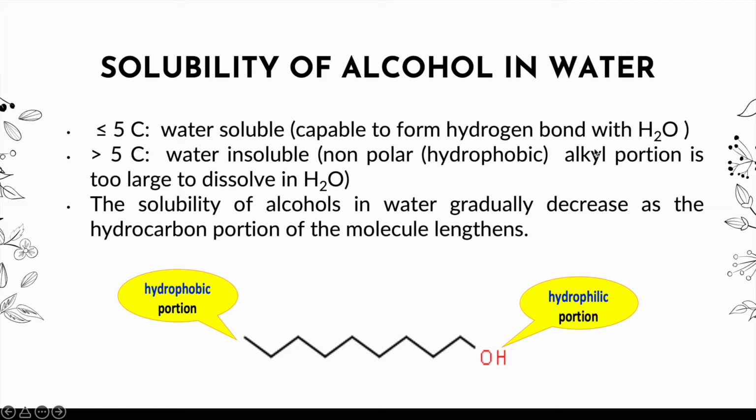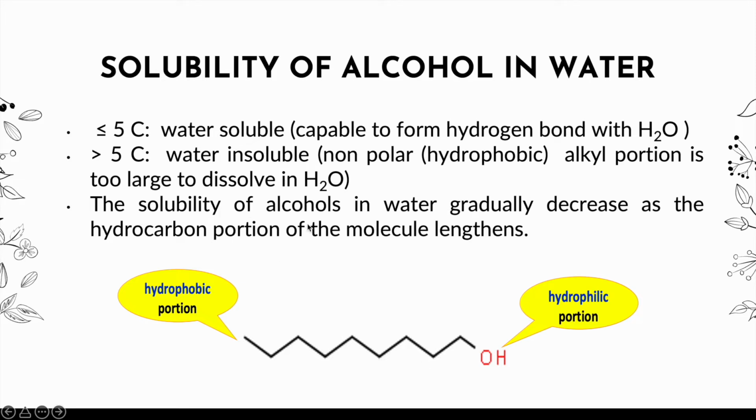Because of the non-polar alkyl portion, or hydrophobic portion. Here, the carbon part is too large to dissolve in water. This OH group is the hydrophilic portion and can form hydrogen bonds, but you have a very long carbon hydrophobic portion. So that's why if the number of carbon is 6 or above, the alcohol is water insoluble due to the large hydrophobic portion here.